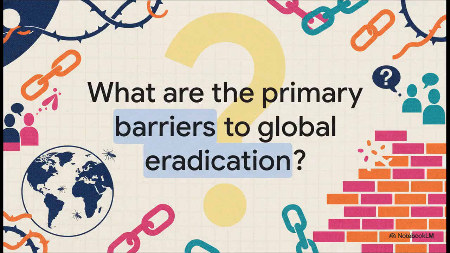And that leaves us with one final question to think about. We have an effective drug, we totally understand the transmission cycle, so why does lymphatic filariasis still affect millions of people all over the world? What are the real-world barriers, the social, the economic, the logistical barriers that are standing in the way of global eradication? Definitely something to think about.